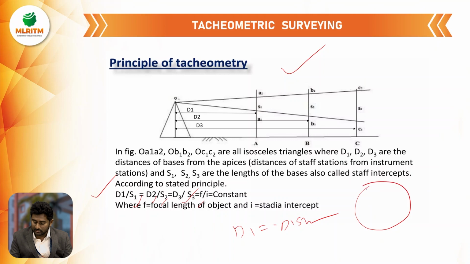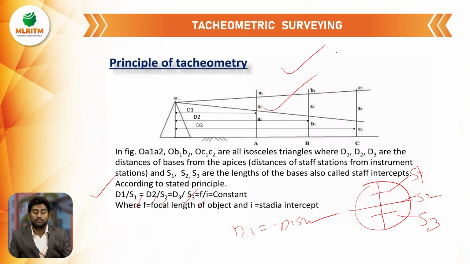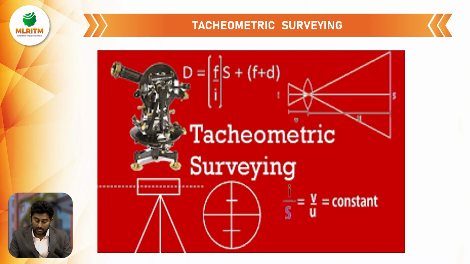This is the telescope. S1 staff, S1, S2, S3. These are the staff intercept values. This is the diagram of the telescope. Next, tachyometric surveying, the main principle, mathematical formula. D is equal to F by I into S plus F plus D.